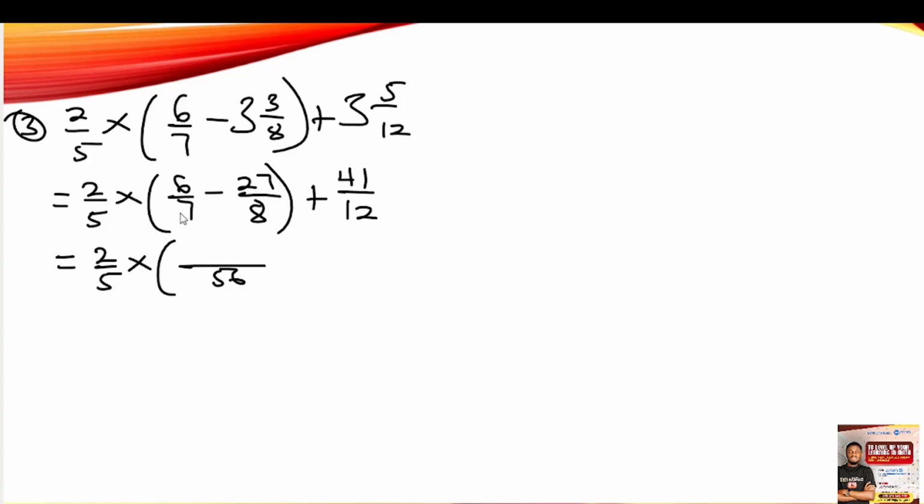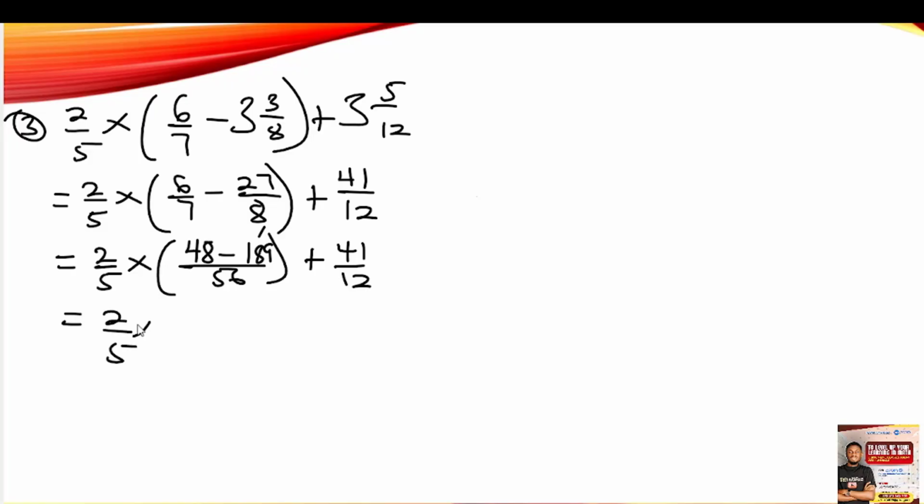So 7 goes into 56 8 times. And therefore we multiply 8 by 6. So 7 goes here, 8. 8 times 6 is what? 48. So we have 48 minus, 8 goes here, 7. 7 times 27 is, so times 27, 7 7s are 49, remainder 4, 7 2s are 14 plus 4, so we have 18. So we are going to have 189 here, plus 41 on 12.